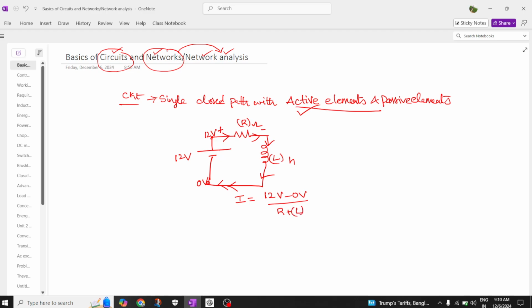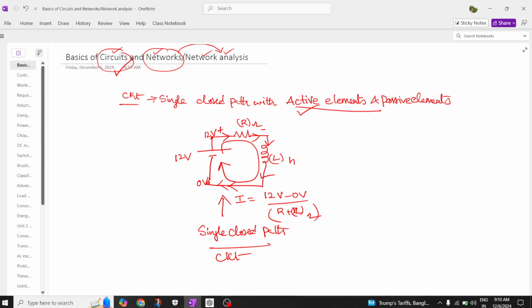Generally you should not write it like this. If you take an AC supply, you have to write it in terms of XL ohms. All are in ohms. So that's how to write it. So here you can see this voltage source is forming a closed path. Therefore, it is having a single closed path. If it is having a single closed path, then this is called an electrical circuit. So that's the meaning of a circuit.